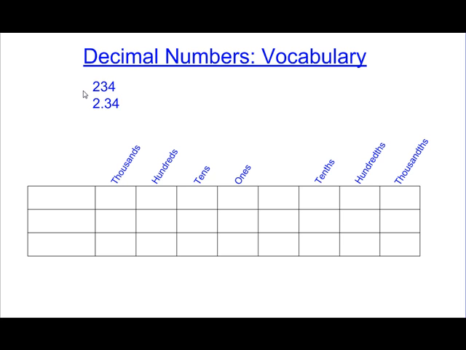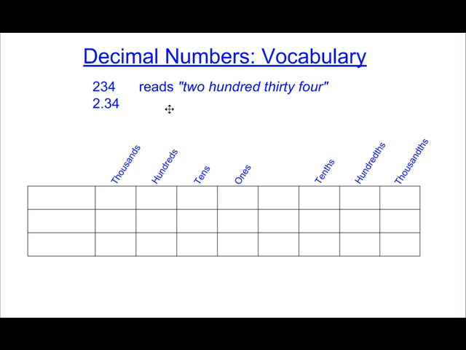Take a look at the first number and read it out loud to yourselves. The correct way to read this number is 234. You may have said 234 and. However, it's important to leave the "and" out when expressing whole numbers.